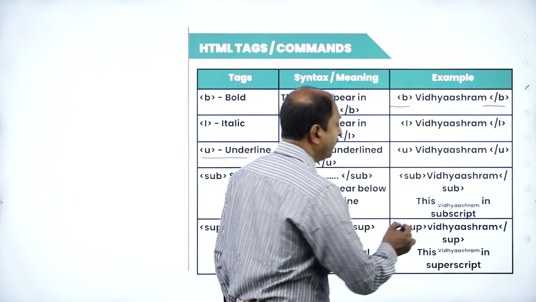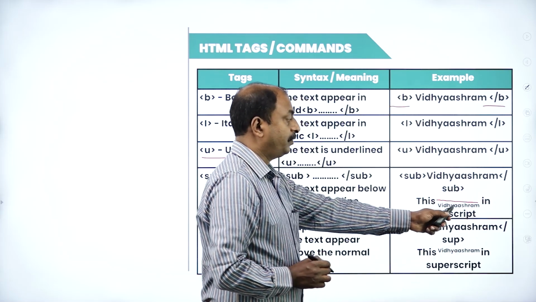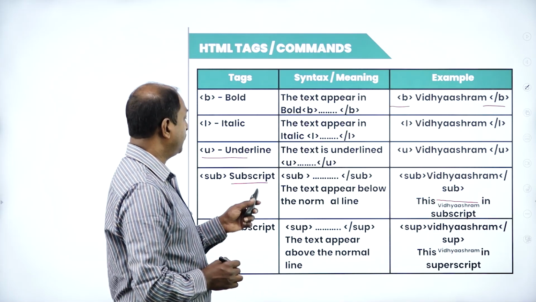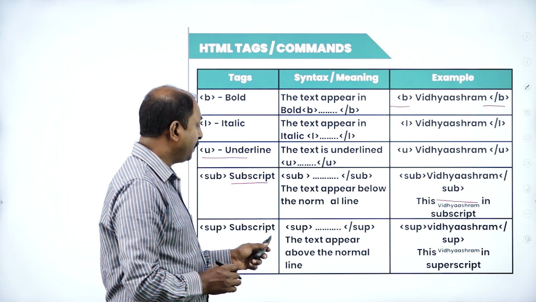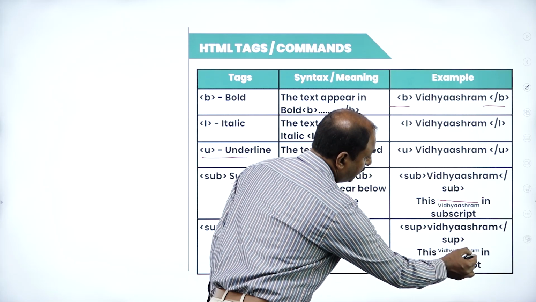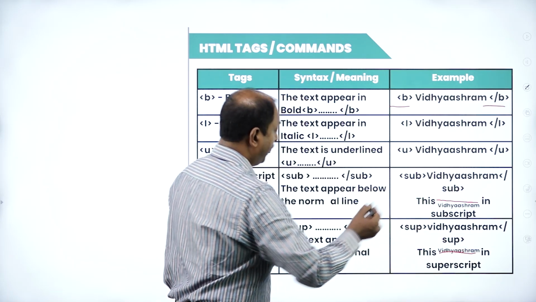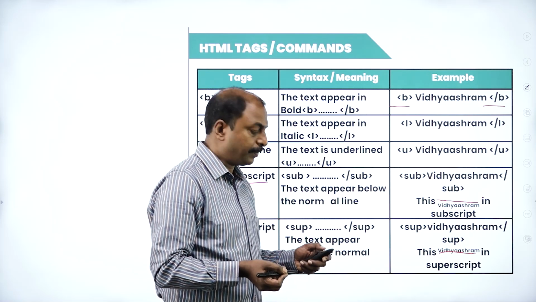If you observe this, this will be the normal line generally, and subscript text appears below the normal line. Similarly, SUP is a superscript. Here with SUP, the text appears above the normal line. That is the definition of superscript and subscript.